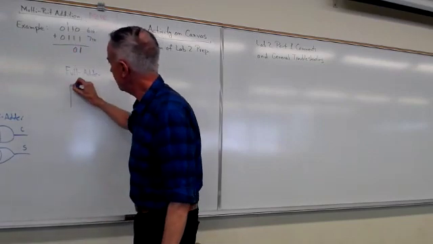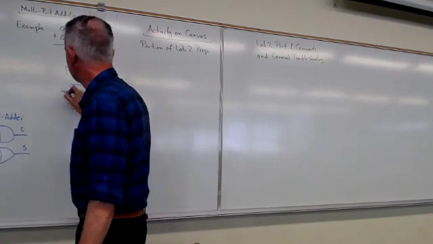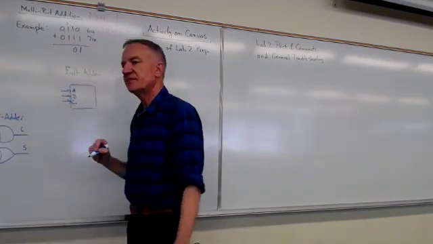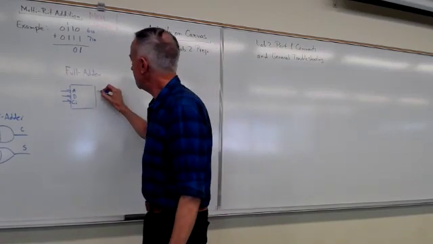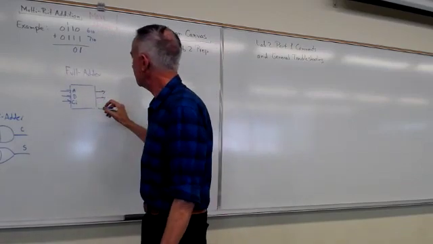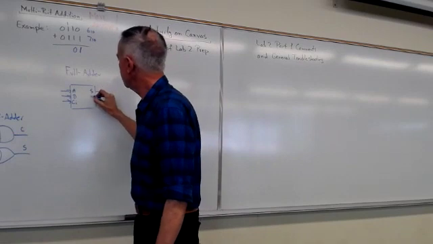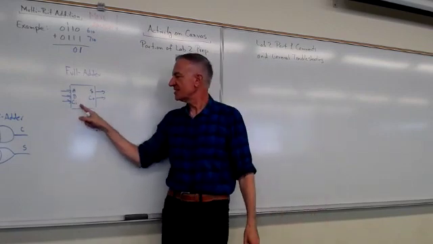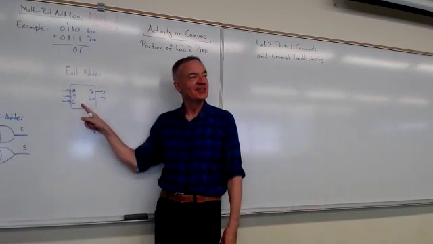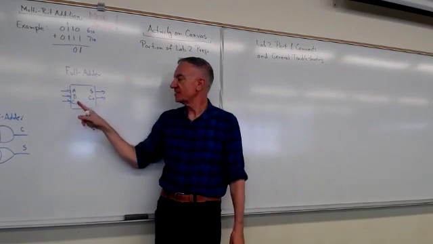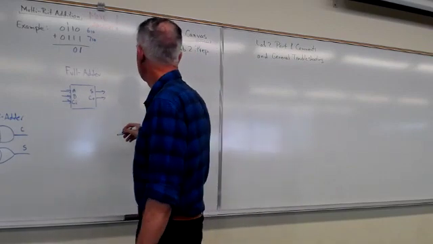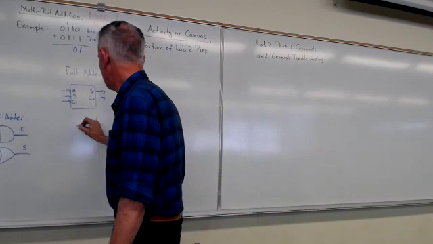Okay, and a full adder has 3 inputs. Usually those inputs are labeled A, B, and then the third one is usually labeled CI. The full adder also has 2 outputs, just like the half adder does. One of them is S, and the other one is usually labeled C0. Can you guess what the CI and the C0 stand for? Carry in and carry out. Yeah, CI is carry in, C0 is carry out. And this is the truth table for the full adder.